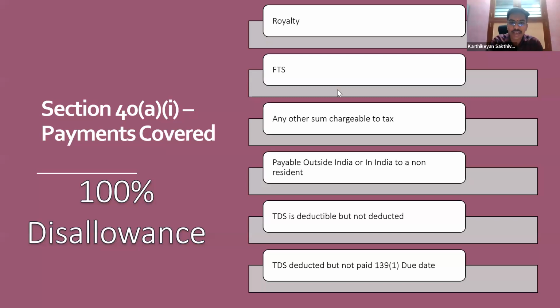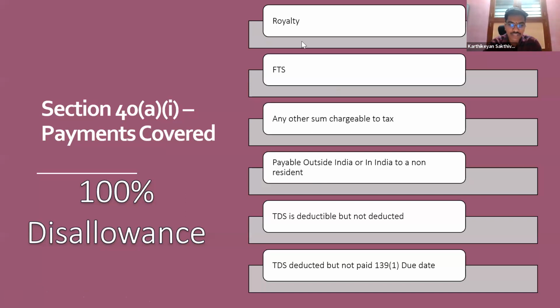So what does 40A(i) say? In respect of any of these items, which is basically royalty, FTS, or any other sum chargeable to tax, this comes under 195. For non-residents, generally TDS will be deducted under 195 and not under the regular 194 series, excluding 194E. Other than that, everything, the TDS will be deducted under section 195 and not the other sections.